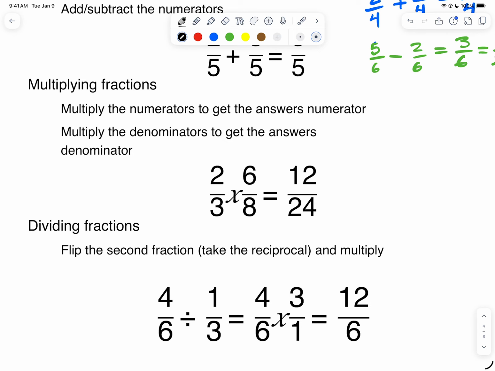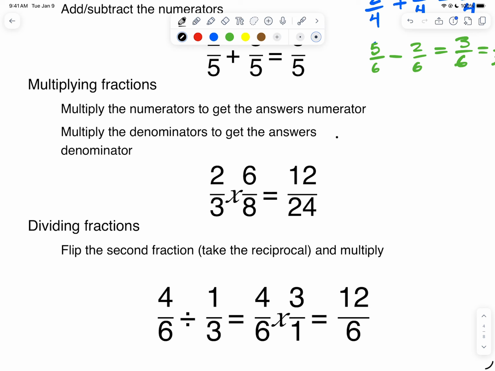When we multiply fractions, we just multiply straight across, right? The numerator times the numerator, denominator times the denominator. So here, right, we have 2/3 times 6/8, and we get 12/24. 2 times 6 equals 12. 3 times 8 equals 24.